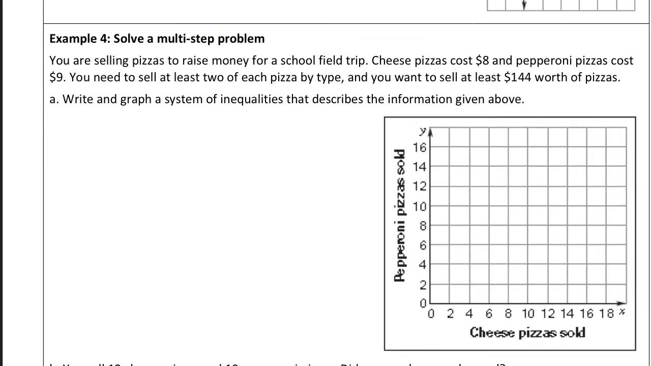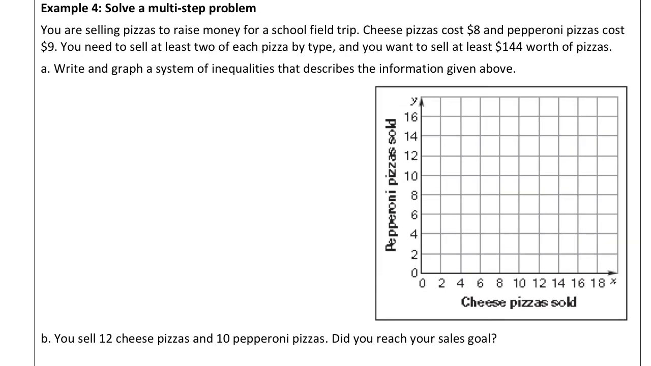So, example 4. This is mainly just being able to write an equation, write the graph, or draw the graph, and interpret it. So, it says you're selling pizzas to raise money for a school field trip. Cheese pizzas cost $8, pepperoni pizzas cost $9. You need to sell at least 2 of each pizza type, and you want to sell at least $144 worth of pizzas. So, the graph kind of gives it away, but X is cheese, Y is pepperoni.